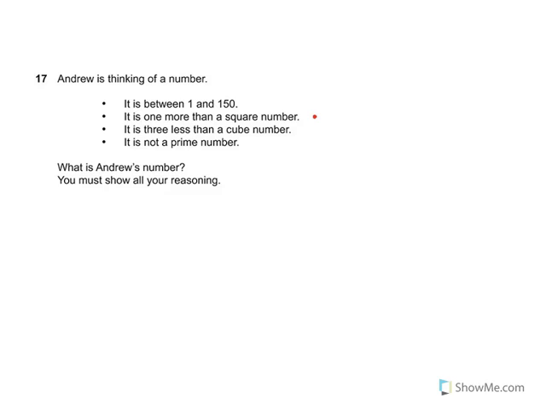So let's start with it is 1 more than a square number. So square numbers are 1, for example. 1 times 1 gives you 1, so square number is 1. 2 times 2 is 4. 3 times 3 is 9. 4 times 4 is 16. 5 times 5 is 25. 6 times 6 is 36. 7 times 7 is 49.